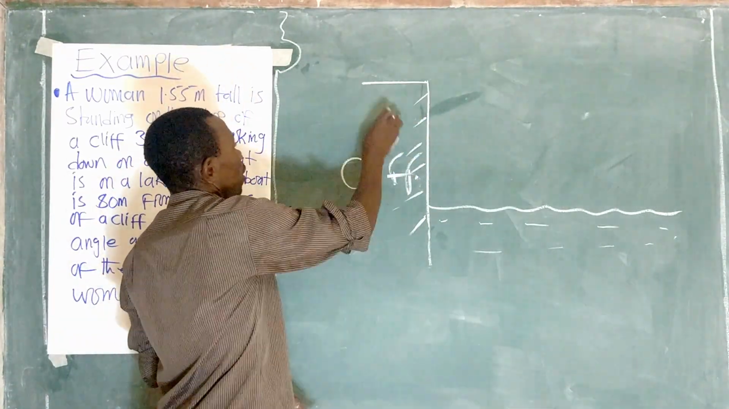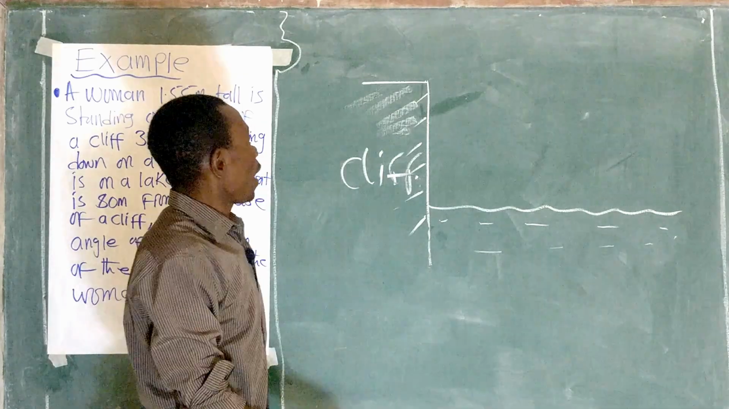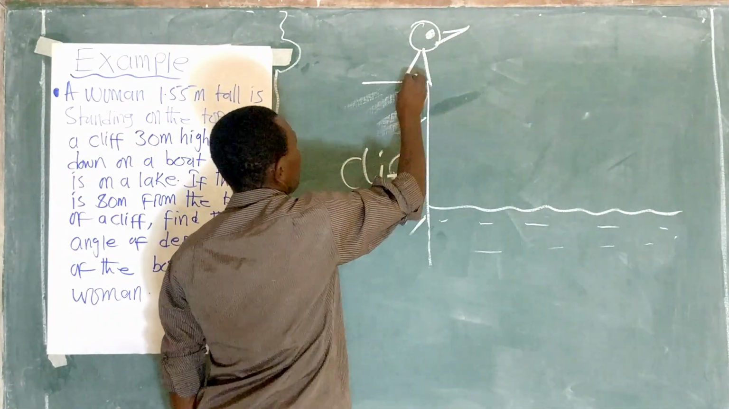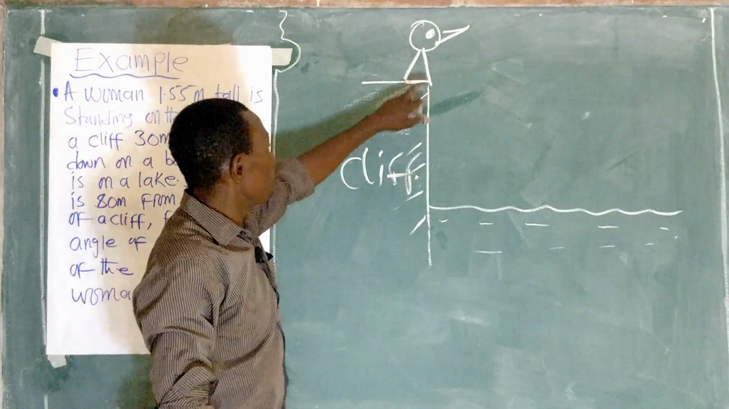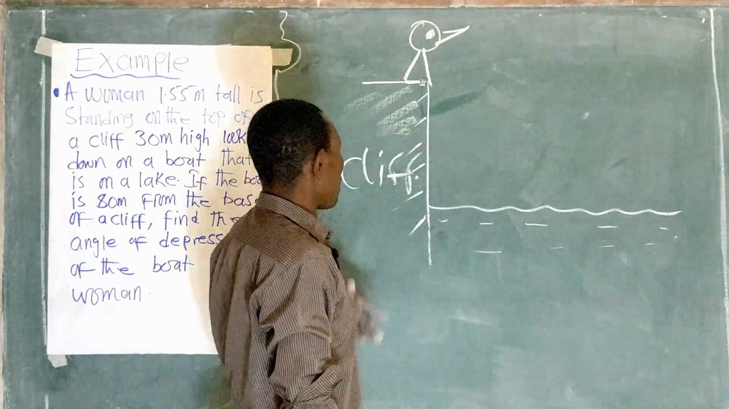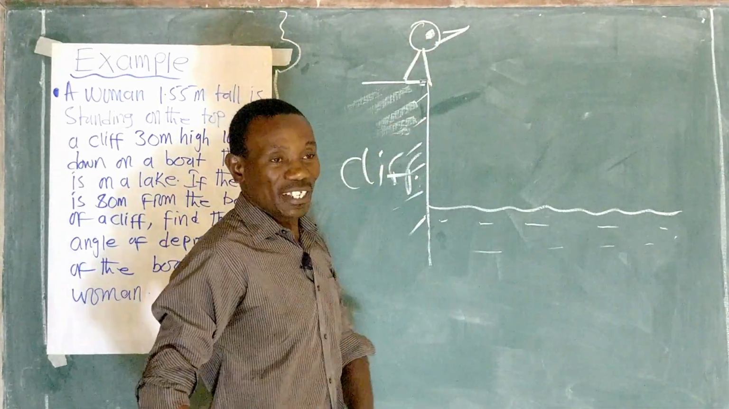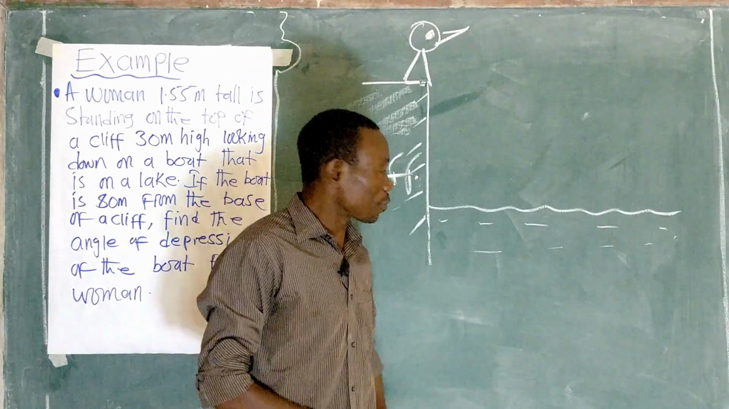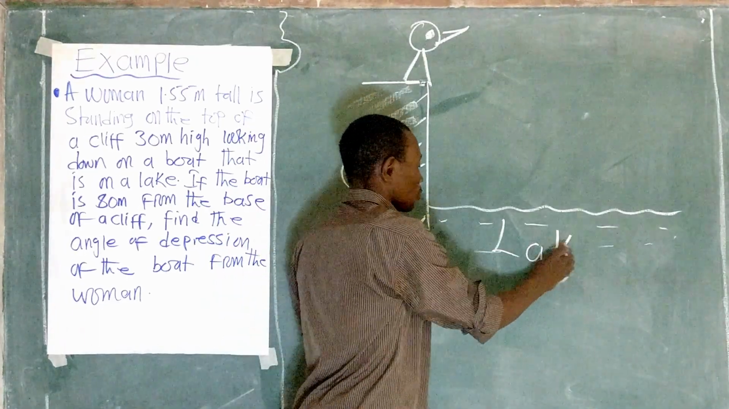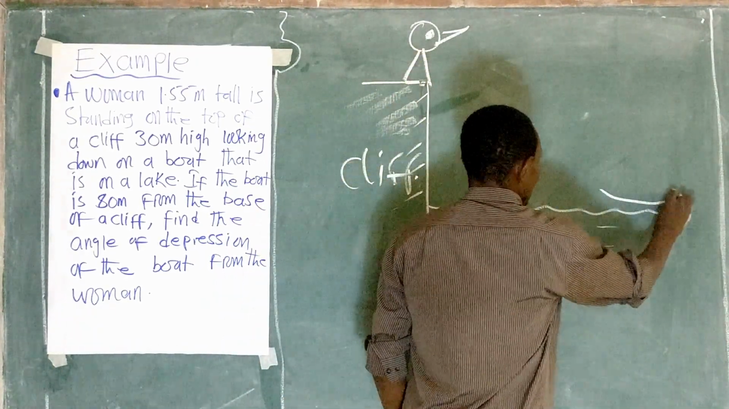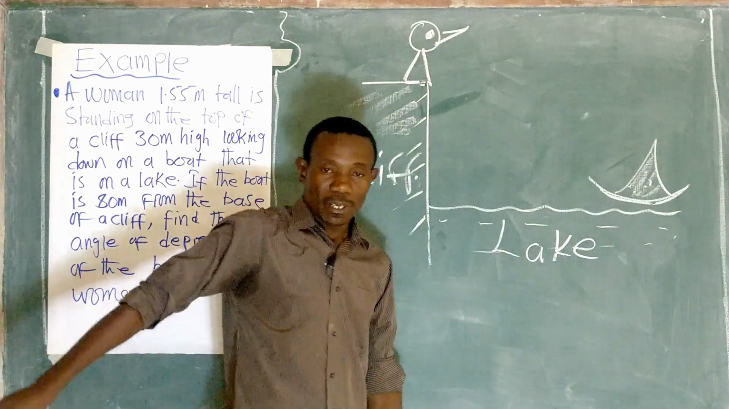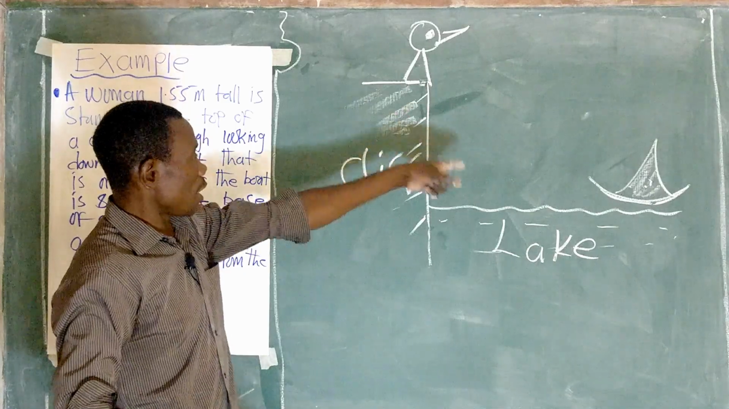Just like here, on top of it we have a woman. Let me draw a resemblance of a woman like this one here. When we talk of the height of the woman, we're referring to the foot up to the eye, because what we're doing here relates to the sight of an individual. So she's on high ground. Down here there's a lake, and there's a boat on top of it. Here is a boat. So she's looking at the boat.